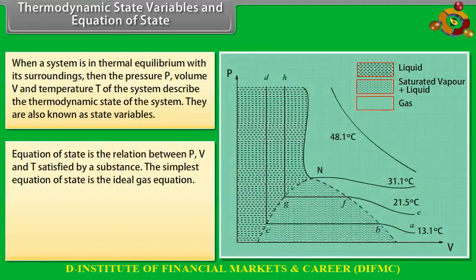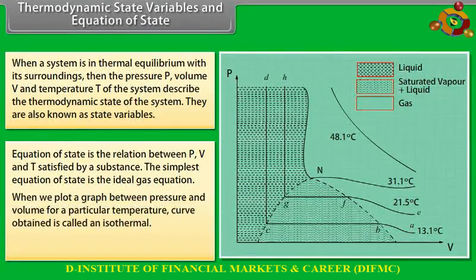Equation of state is the relation between P, V, and T satisfied by a substance. The simplest equation of state is the ideal gas equation. When we plot a graph between pressure and volume for a particular temperature, the curve obtained is called an isothermal. Plot of different isothermals for CO2 is given in this graph.